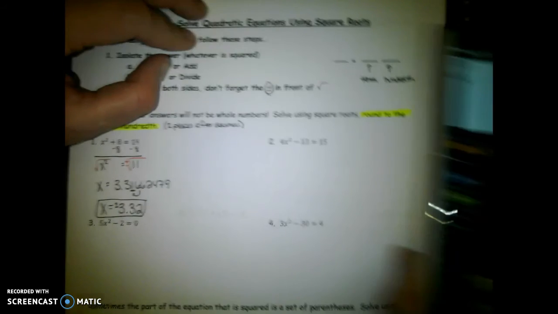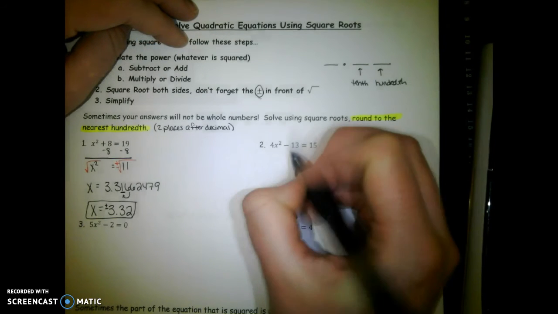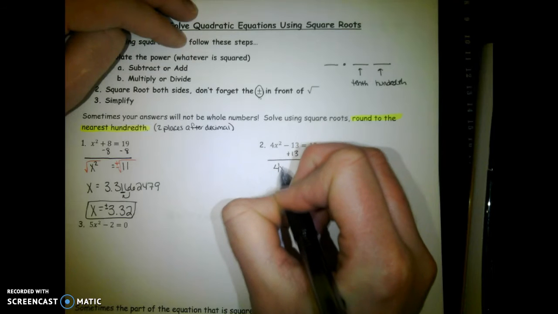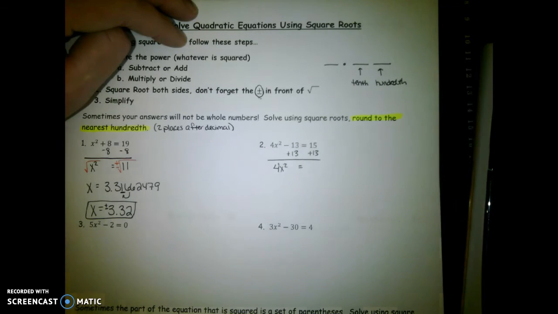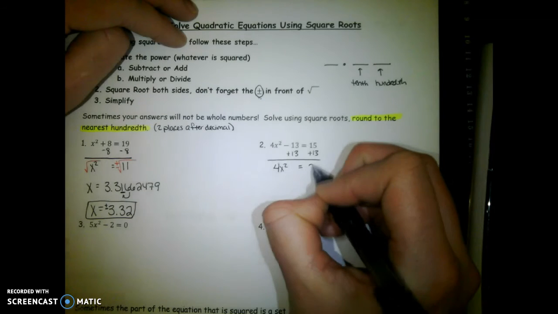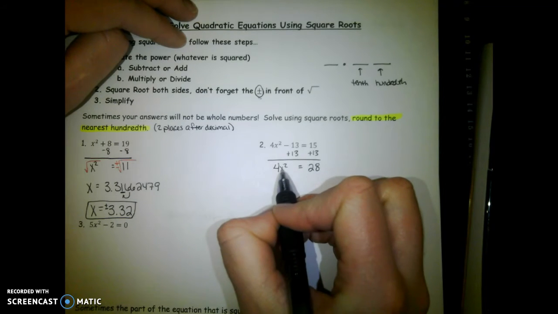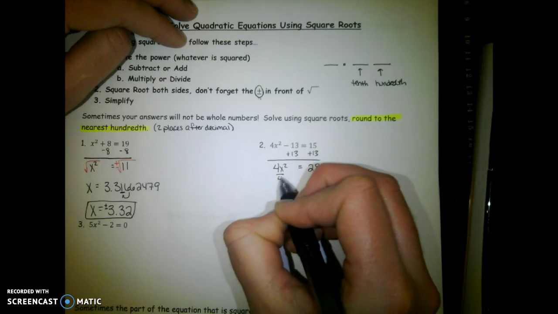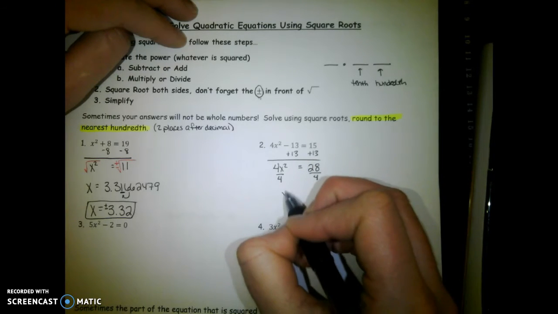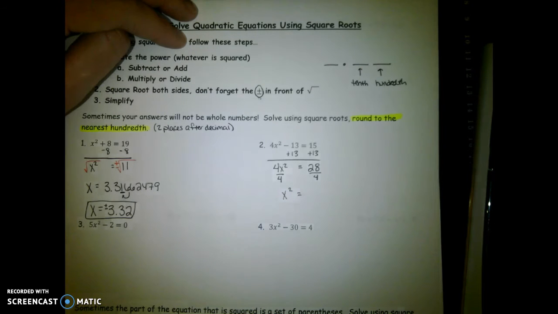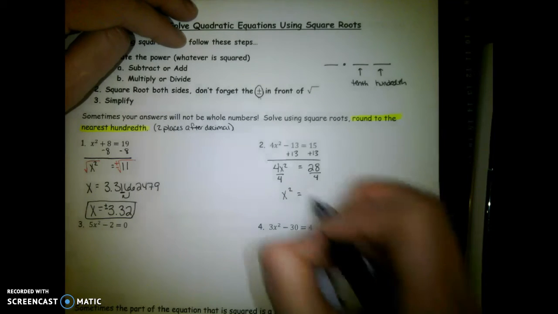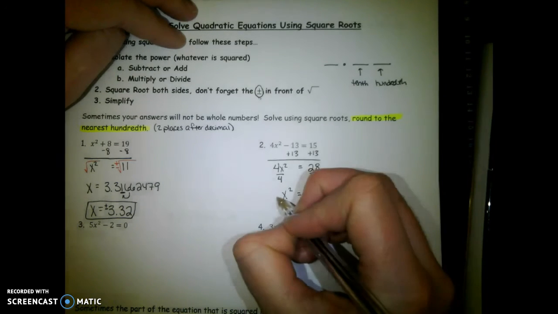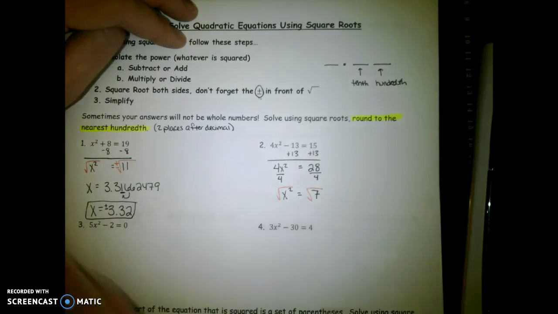Okay, number 2. Let's look at number 2. We always start by subtracting or adding, so I'm going to add 13 on both sides. And 15 plus 13 is 28. I still don't have x squared by itself. To get rid of this 4, we need to divide by 4. 28 divided by 4 is 7. To get rid of the square, we square root both sides.